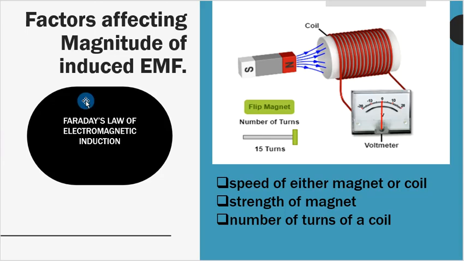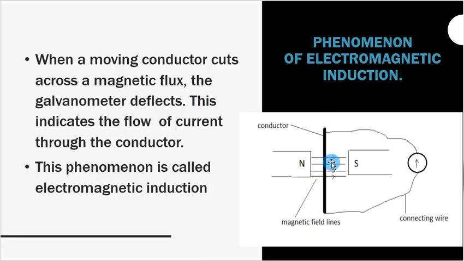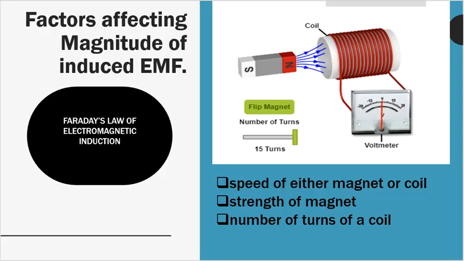Okay. So the next outcome we had was to look at factors affecting the magnitude of the EMF produced. Remember, we have said when that conductor is cutting the magnetic flux, an EMF is induced. Now, how can the size of the EMF produced be increased, or how can it be reduced? So what factors actually affect the magnitude of the induced EMF?